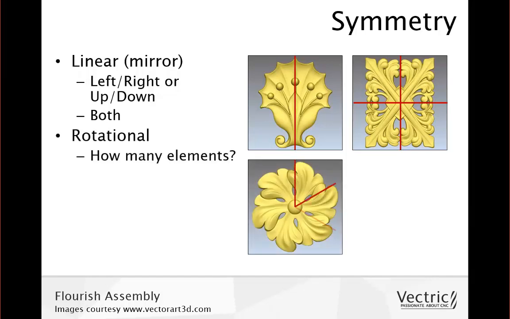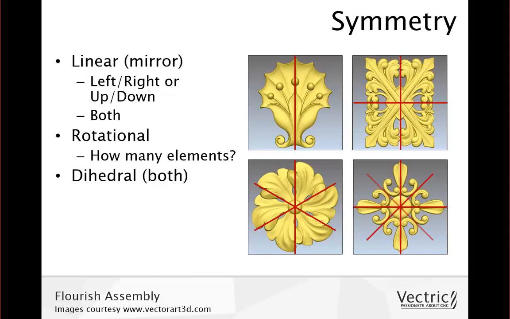Another type of symmetry is rotational symmetry. This is where we take the same object and repeat it around a circle. In this case, we've got a design that has the same thing repeated 6 times. So you can see I've drawn the lines there to give you a sense of where that symmetry occurs. It's important to know how many elements you're going to repeat around the circle, because that will allow you to create suitable guidelines in order to proportion and size your object.